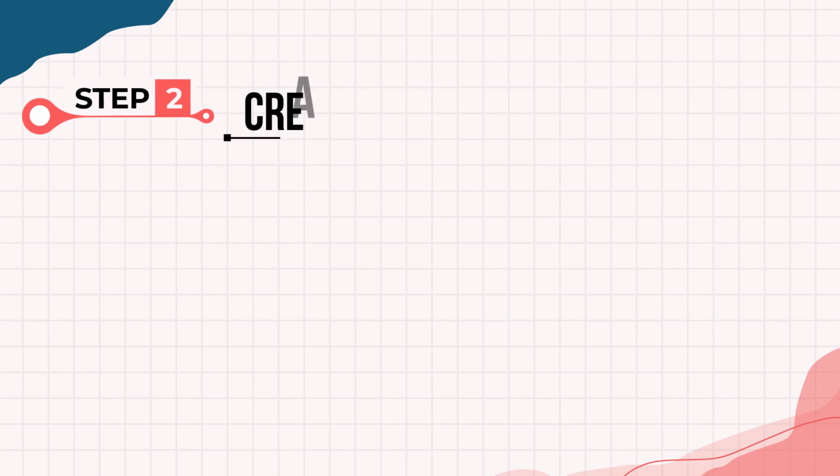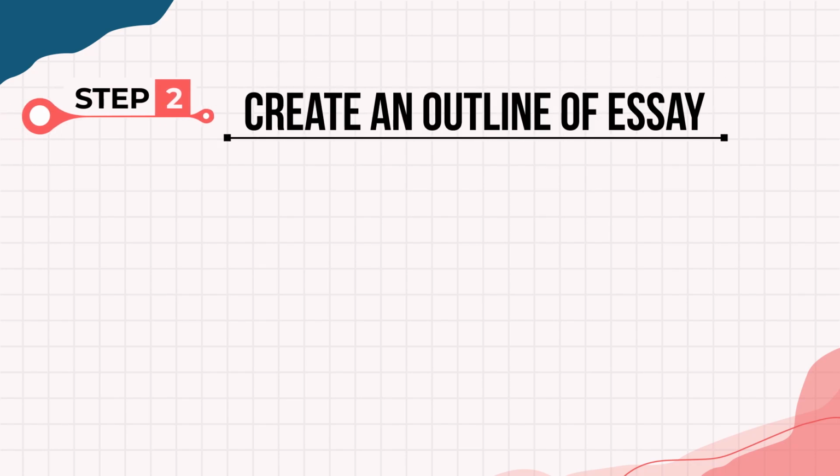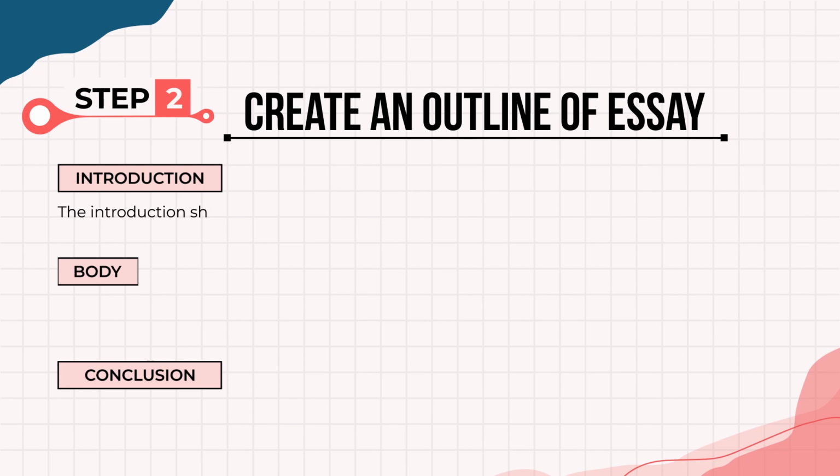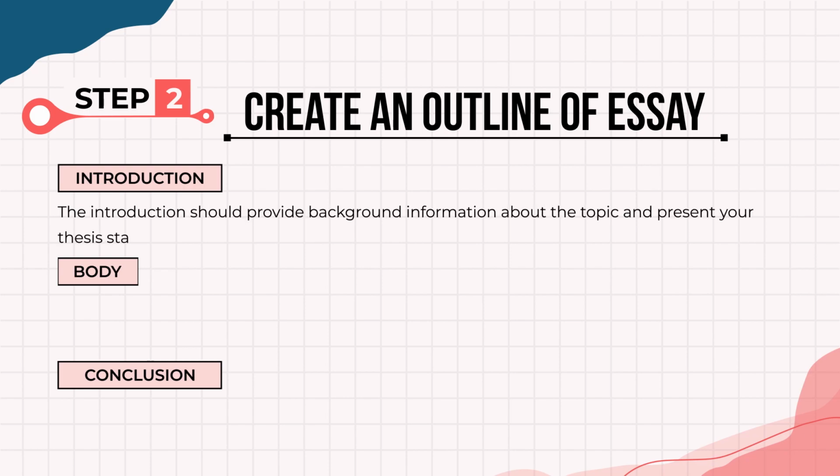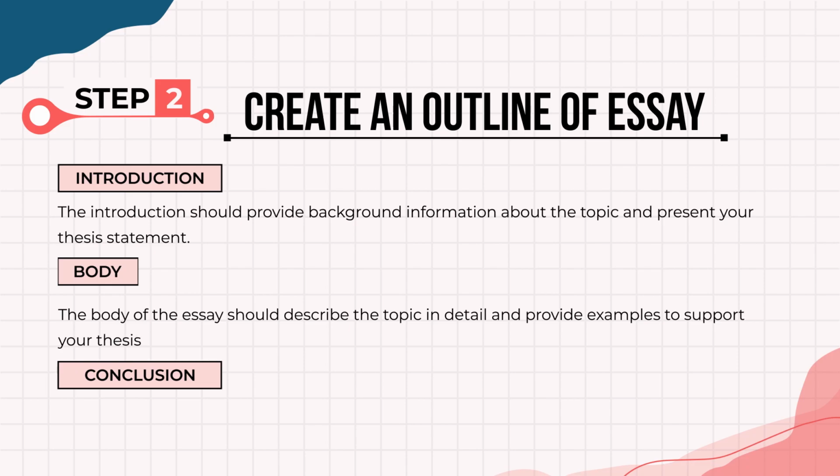Before you start writing your essay, create an outline to organize your ideas. Divide your essay into 3 sections: introduction, body, and conclusion. The introduction should provide background information about the topic and present your thesis statement. The body of the essay should describe the topic in detail and provide examples to support your thesis. The conclusion should summarize your essay and restate your thesis.